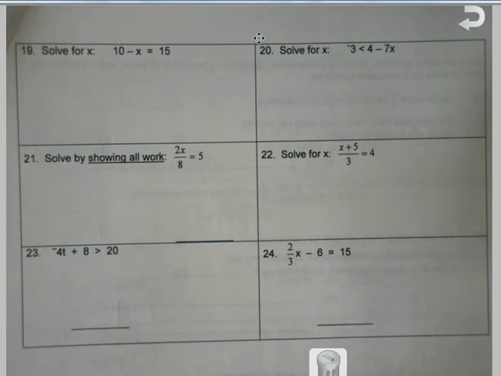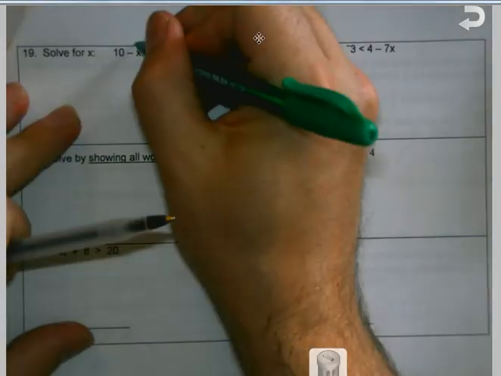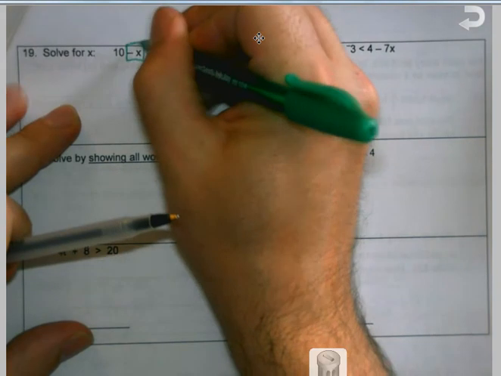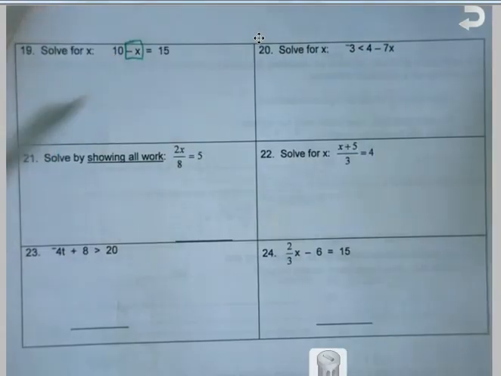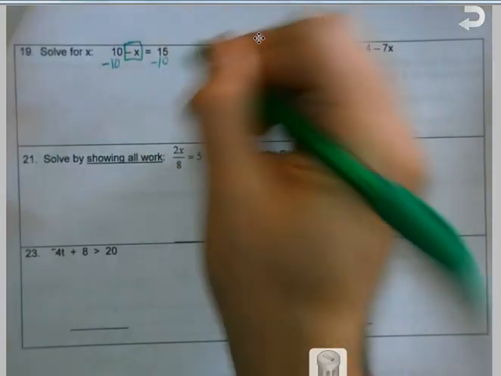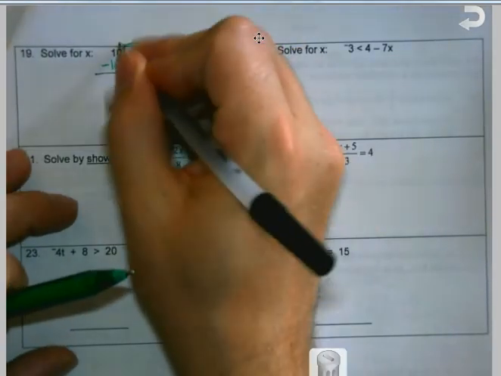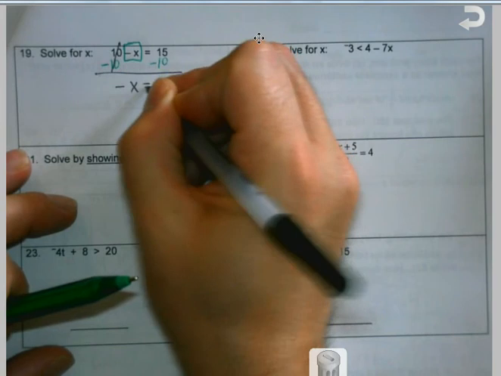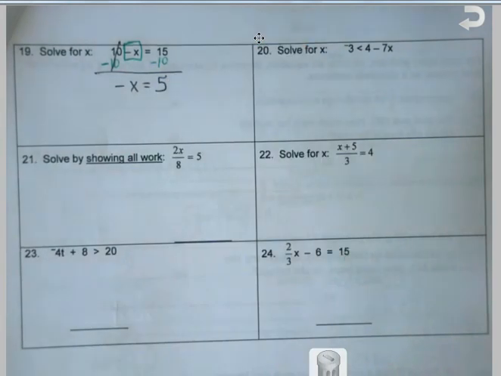So here, okay, if I'm trying to get X by itself, whatever I'm trying to get by itself, box that in. How do you get rid of a positive 10? How do you undo a positive 10? Negative 10. And I do it to both sides.